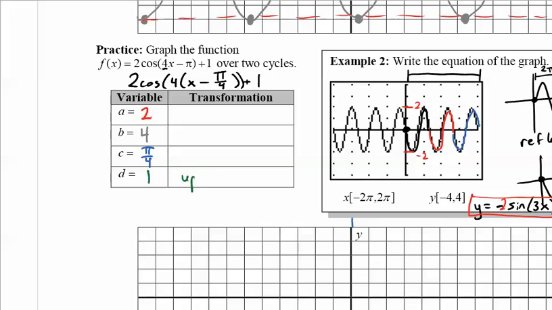So I'm going up 1, right pi over 4. I'm compressing 4 times smaller in the x direction, and I'm expanding 2 times bigger in the y direction.